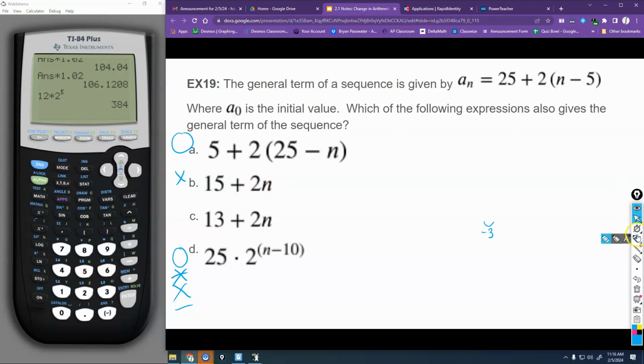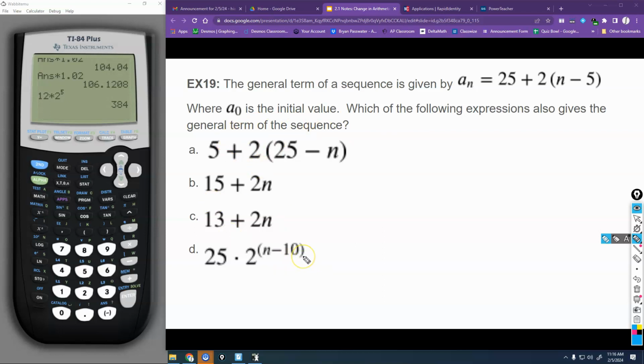All right, this one right here. I saw this one. I was like, oh, I'm not sure about what to do here. This seems complicated. It is really so easy. The general term of a sequence is given by a sub n. When they say general term, they're talking about the a sub n formula, right? Where a sub 0 is the initial value, which gives the general term of the sequence. So it's asking what's another way I could write this.